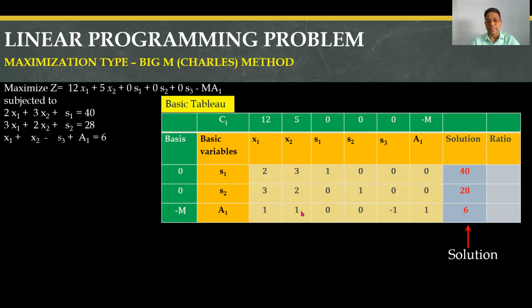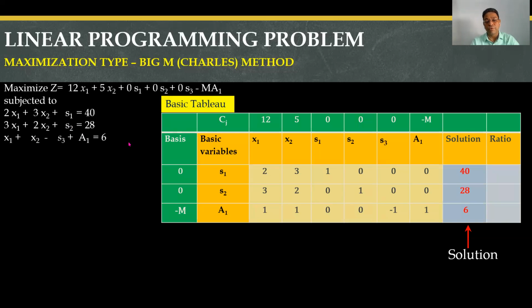Then for s1, s2, s3 and a1, this also comes from the constraints. If you can see here, in the first equation we have only s1, in the second equation we have only s2, in the third equation we have minus s3 and plus a1. So the entry under the a1 head here will be 1 and not M or minus M. You have to be careful about this.